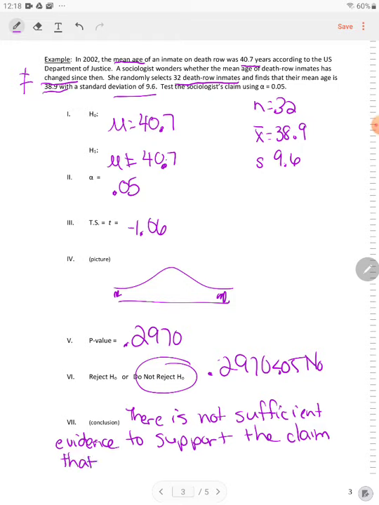The mean age of death row inmates has changed. So we can say that the mean age has changed, or we can say it is different. So we're testing whether or not the average age of inmates on death row has changed from 2013. And based on our sample that we've chosen with 32, the answer is no.